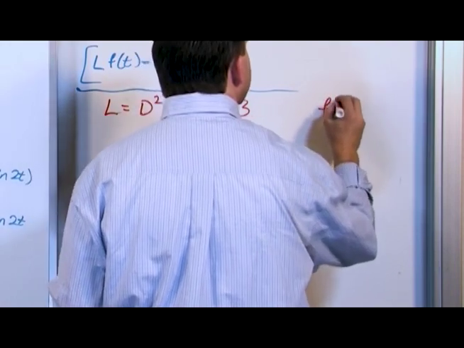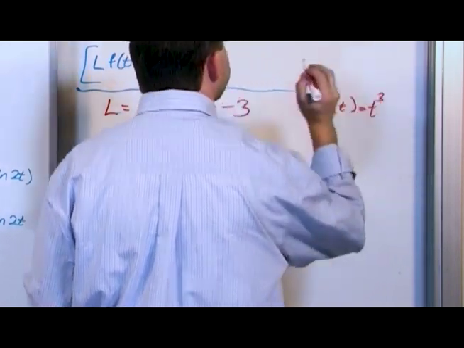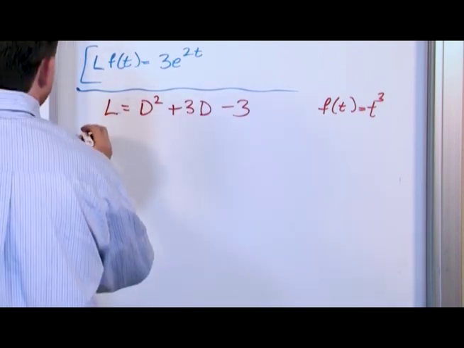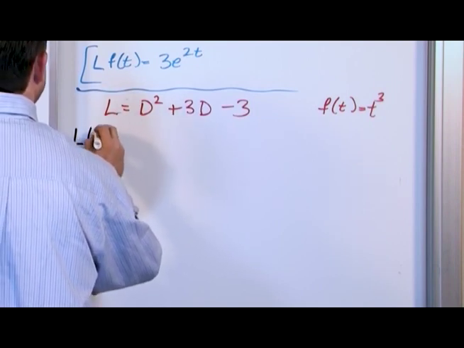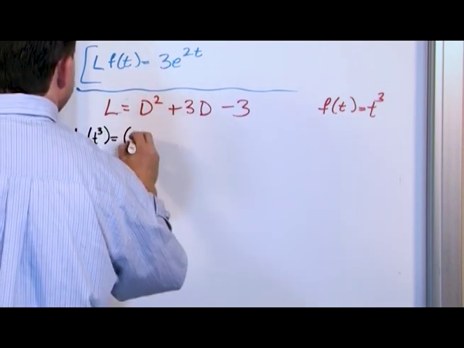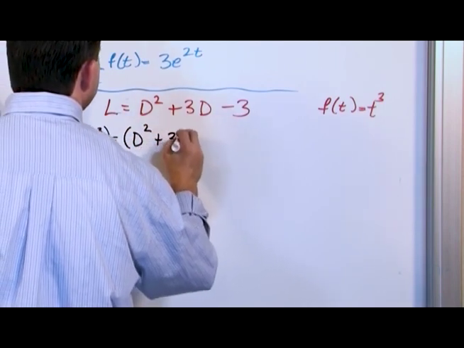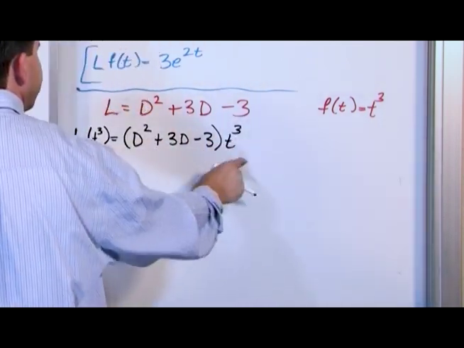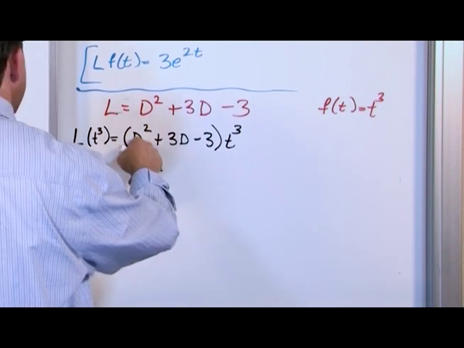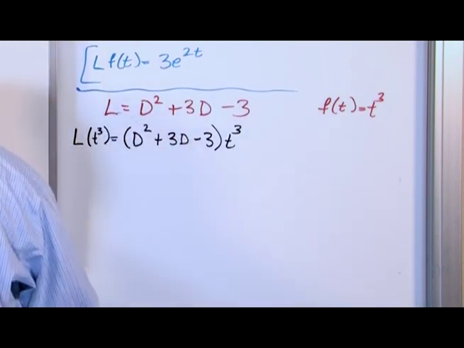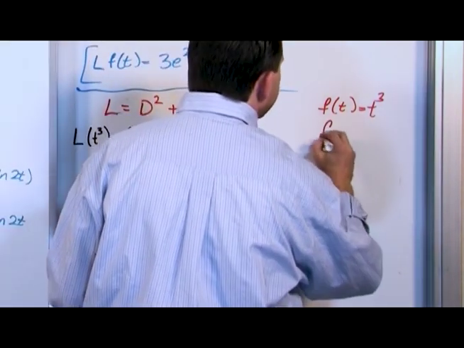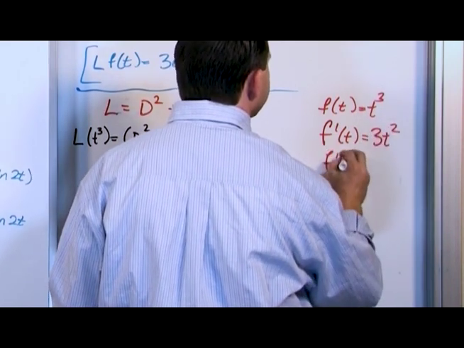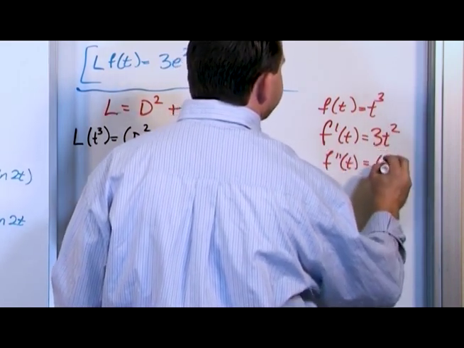And then over here, we're going to operate on t cubed, right? So just to make it a little bit clearer, we'll have L operating on t cubed, which is going to be equal to this operator we just wrote down, d squared plus 3d minus 3 operating on t cubed. So t cubed is just going to sit out there. You're going to end up distributing out. So I know I'm going to need a second derivative, and I know I'm going to need a first derivative of that function. So let's just go ahead and handle that right now. The first derivative, very easy, 3t squared. And the second derivative, again, very easy, 6t.